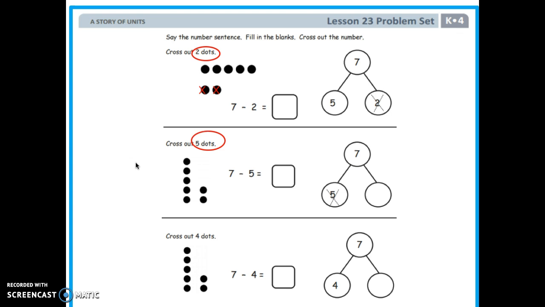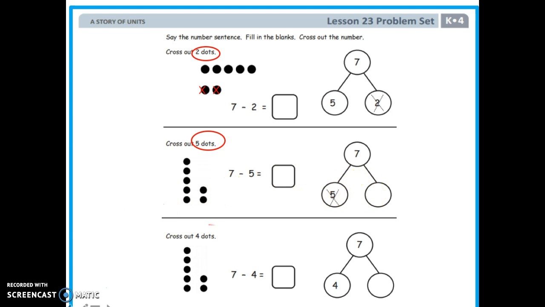Cross out 5 dots. I'll pause while you cross off 5 dots. 1, 2, 3, 4, 5. You should have crossed out 5 dots. 7 dots all together. Take away 5 dots equals how many dots? How many dots are left? You're going to write that number here and here. You're going to fill in the number bond. 7 and 5 and a mystery number.